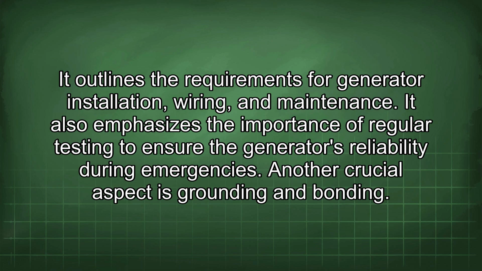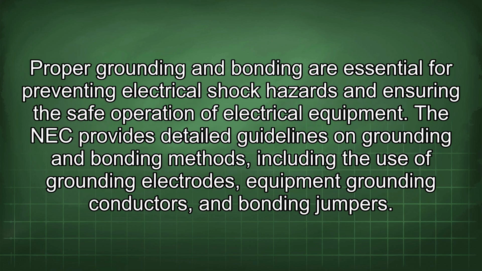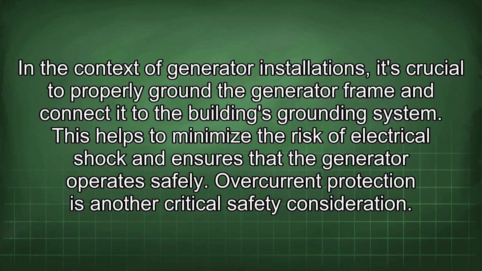Another crucial aspect is grounding and bonding. Proper grounding and bonding are essential for preventing electrical shock hazards and ensuring the safe operation of electrical equipment. The NEC provides detailed guidelines on grounding and bonding methods, including the use of grounding electrodes, equipment grounding conductors, and bonding jumpers. In the context of generator installations, it's crucial to properly ground the generator frame and connect it to the building's grounding system. This helps to minimize the risk of electrical shock and ensures that the generator operates safely.